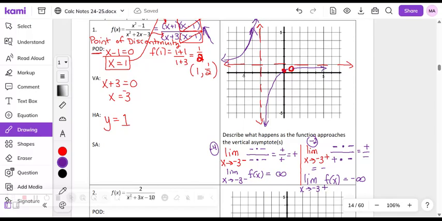So we just did left and right-sided limits. So here's what I'd like you to do. Go ahead and try number 2. Do everything that you can do, and we will check in a bit.